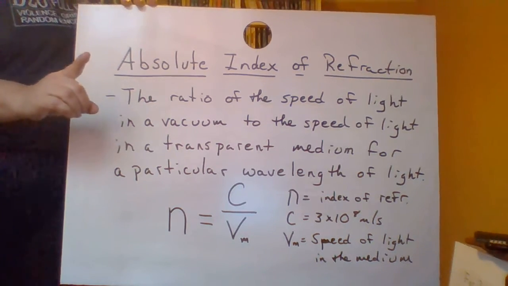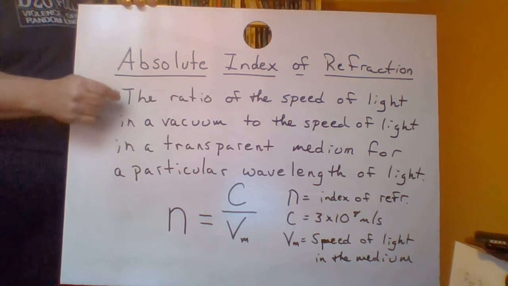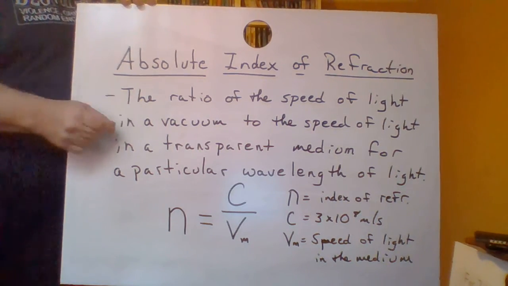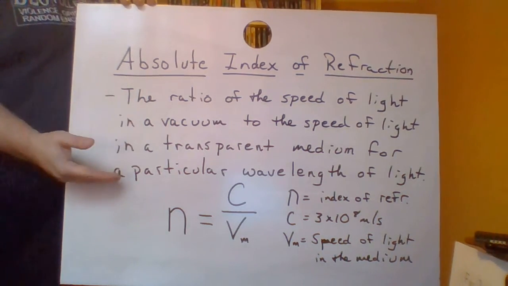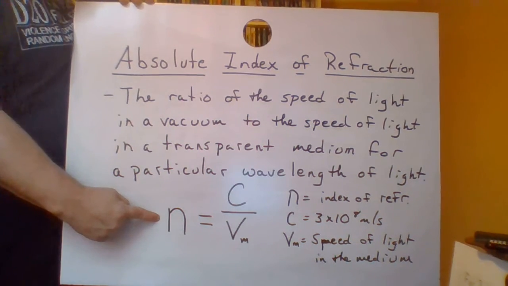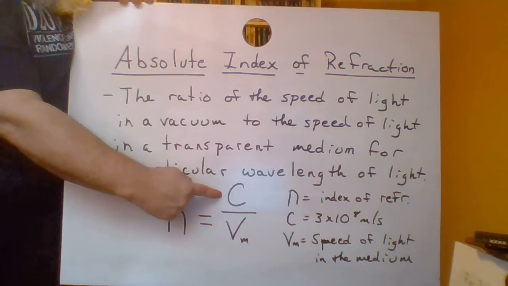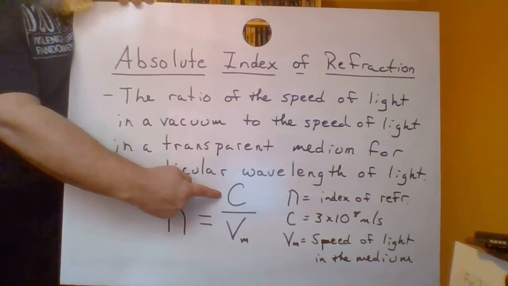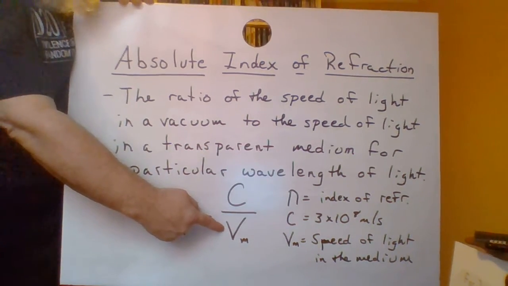Mono meaning single, chromatic meaning color. So monochromatic light is single color light. All right. And so this is true for a single color of light moving through a transparent medium. The absolute index of refraction, we use letter N to represent that, is equal to the speed of light in a vacuum, C, celeritas, divided by the speed of light in the medium.